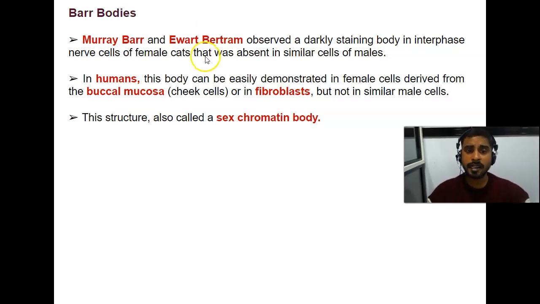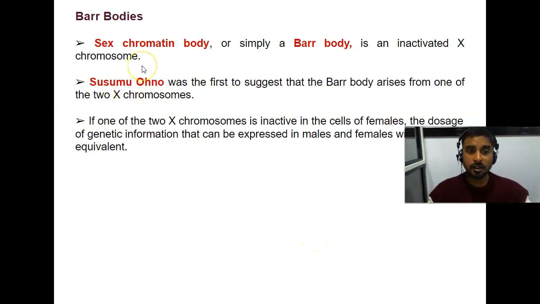That is why Murray Barr and Edward Bertram observed a darkly stained body in the interphase nerve cells of the female cat that was absent in the male. So it is present in females but absent in males. This gave them a sign that something is present in the female but absent in the male. In humans, they found the same thing demonstrated in cells from the buccal mucosa cavity, cheek cells, and fibroblasts, and it is not present in males either. These structures they called sex chromatin bodies. These sex chromatin bodies are also called Barr bodies, and each is an inactivated X chromosome.